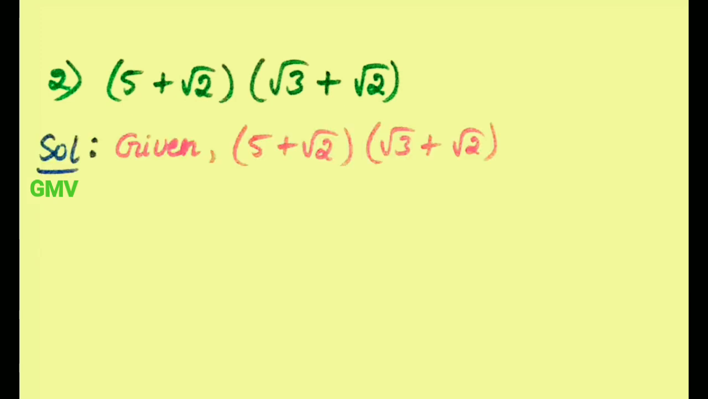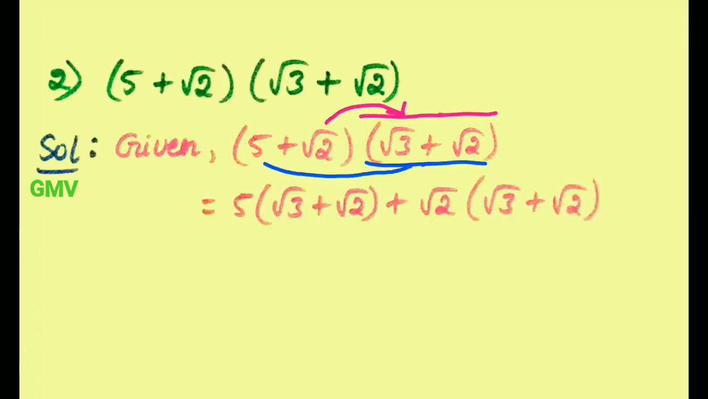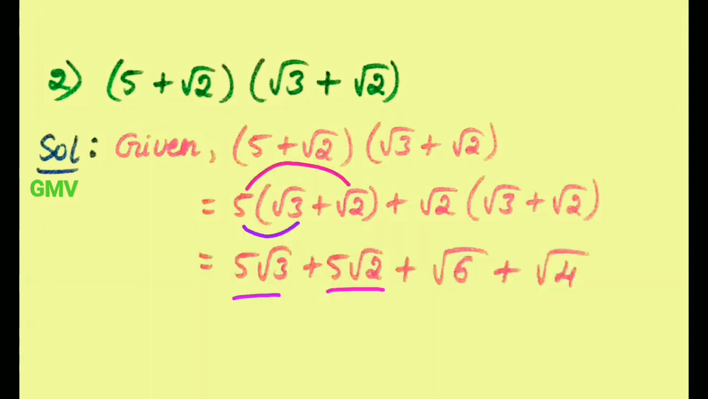In the solution, take the given as it is. Now we have to multiply 5 by root 3 plus root 2 and plus root 2 by root 3 plus root 2 separately. In the next step, 5 into root 3 is 5 root 3, plus into plus is plus, 5 into root 2 is 5 root 2, plus into plus is plus. Under the root 2 and 3 are present, so root of 2 3 is root 6. Now plus into plus is plus, under the root both 2 are present, so root of 2 into 2 is root 4.